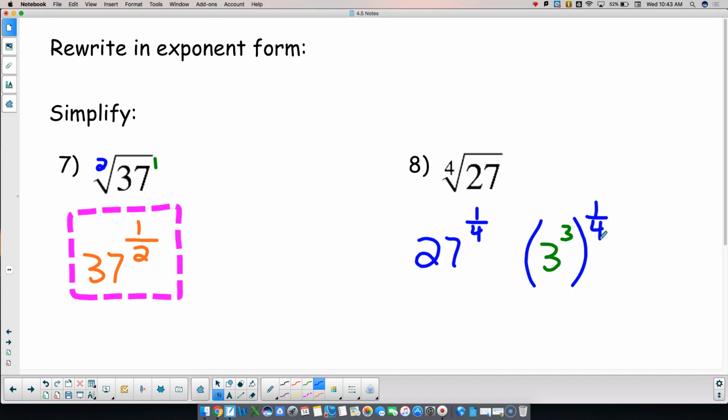Exponent rules come into play again, right? What do I do with a power to a power? Multiply them. So this becomes 3 to the 3/4 power.